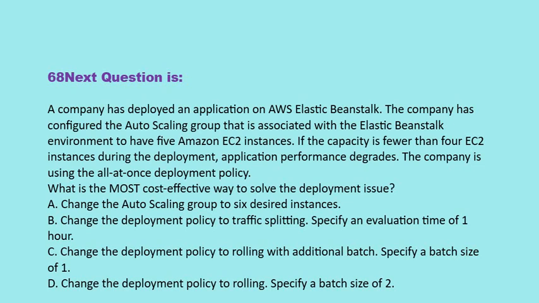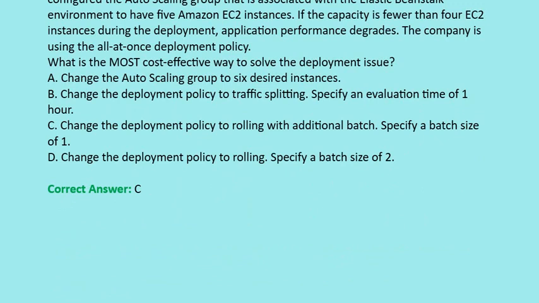Option A. Change the auto scaling group to 6 desired instances. Option B. Change the deployment policy to traffic splitting. Specify an evaluation time of 1 hour. Option C. Change the deployment policy to rolling with additional batch. Specify a batch size of 1. Option D. Change the deployment policy to rolling. Specify a batch size of 2. Correct answer is option C.